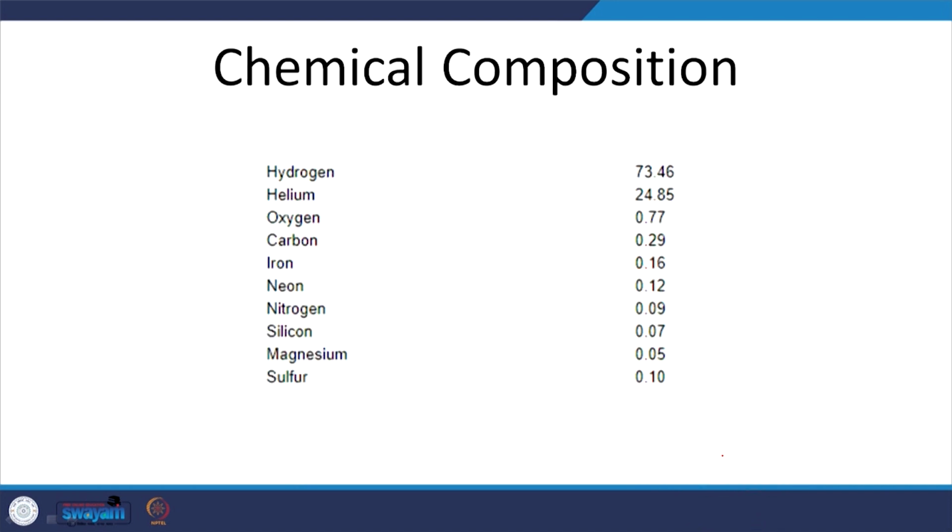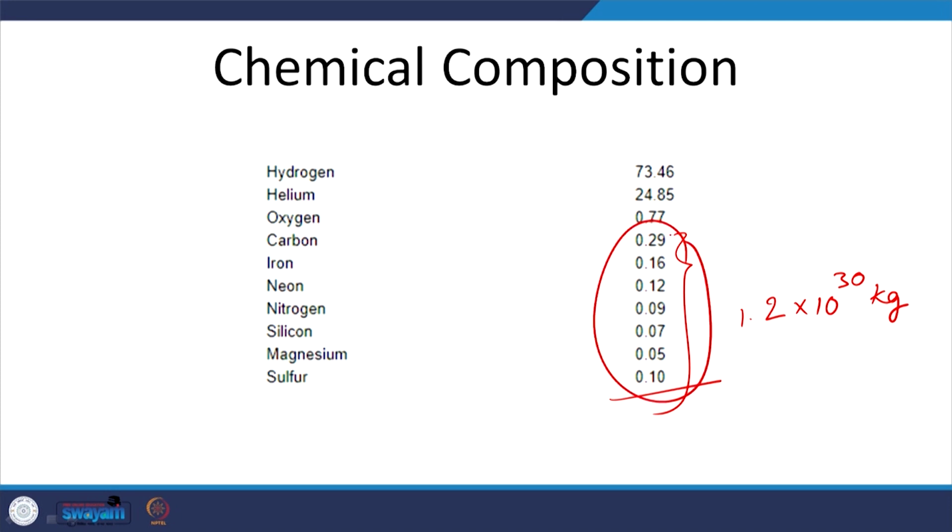And the chemical composition, setting aside the main species, the minor chemical species also have some amount of mass, and when you calculate over a fraction of 1.2 x 10 to the power of 30 kg, these small fractions are not so small.